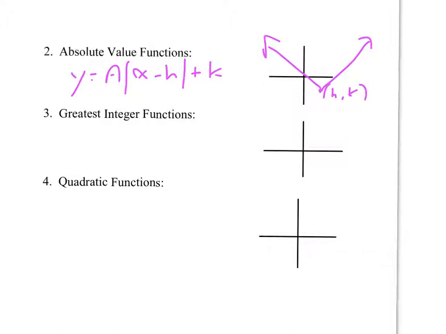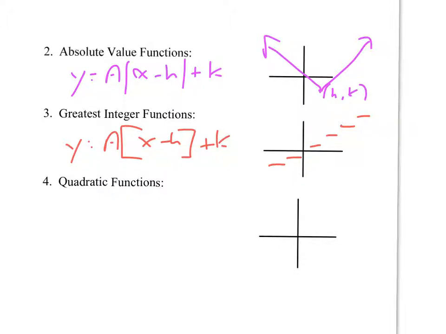We got the greatest integer function, and I'm hoping you did this last year at some point. It is a step function. It's in the form y equals a times the greatest integer of x minus h, plus k. And it's going to be a series of steps when we graph it. And if you haven't done this last year, don't worry about it too much. We'll talk about it this year.